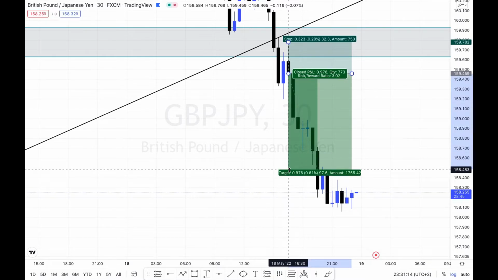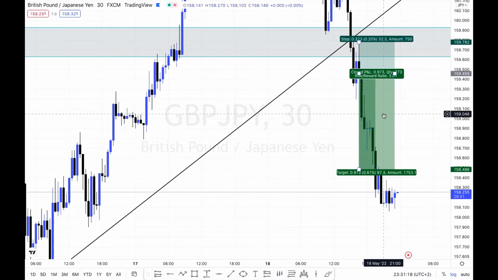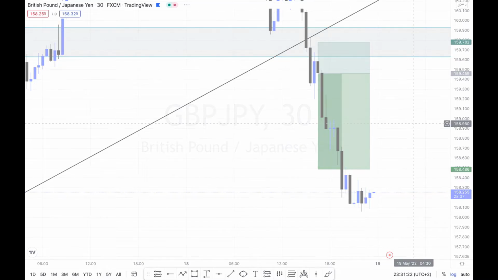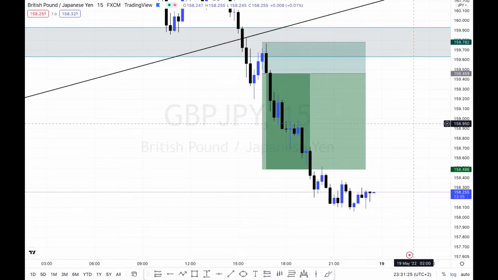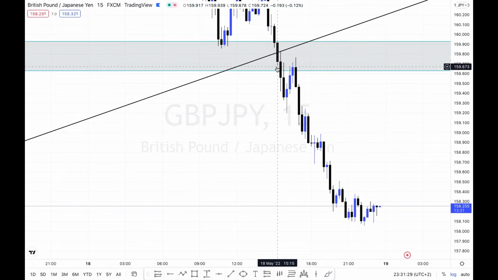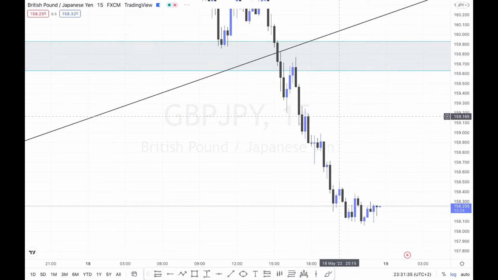Yeah, precisely this. So if we go to the lower time frames, maybe 15 minutes, you guys can see again price broke it with 2 candles, came back up, bearish engulfing. This would have been another entry. Let's go on the 5 minutes.